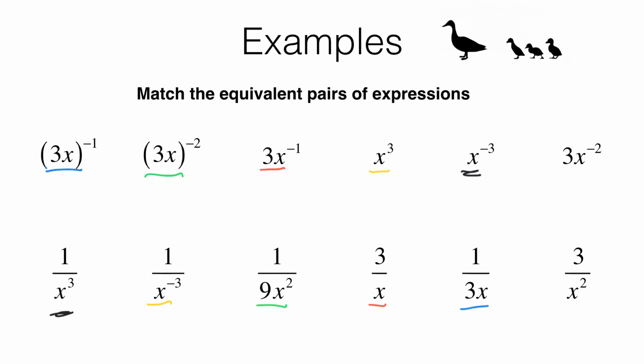And then I'm finally left with 3x to the minus 2. So only x to the minus 2 will be reciprocated to 1 over x to the 2. So these two here are going to match. And I've run out of pen colour, so I'm just going to shade these two. So those two will match like that.